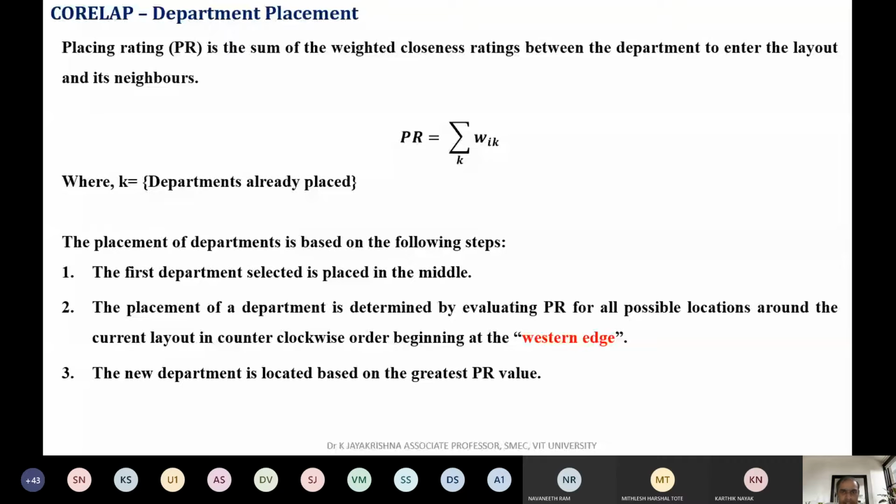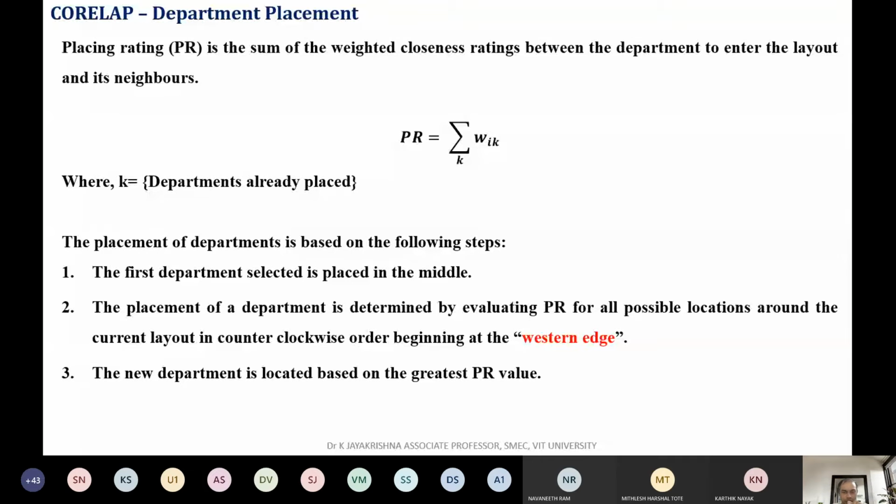Arrange your departments: first allocate the center department, then go counterclockwise. You can start from the middle and go to the west side, then take a counterclockwise direction. Okay. Start from the middle, go to the western edge, the west side. Just imagine the western edge, and move counterclockwise. Am I clear? Okay. If you are not able to understand, when we enter the problem, you can understand it better. So just remember this point. The first department should be placed at the center.